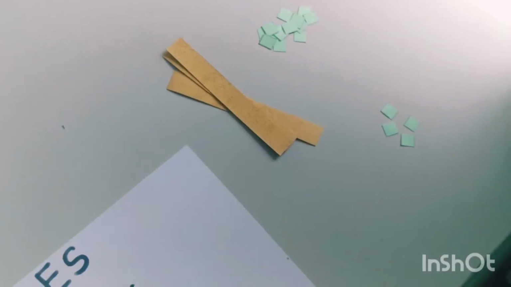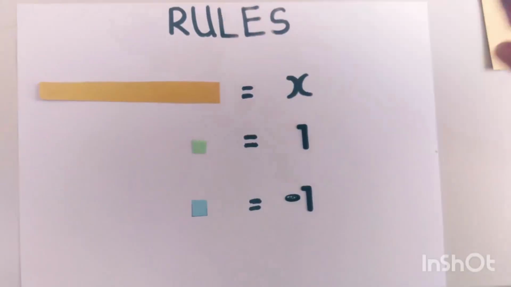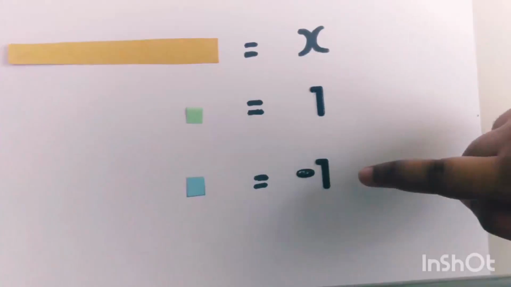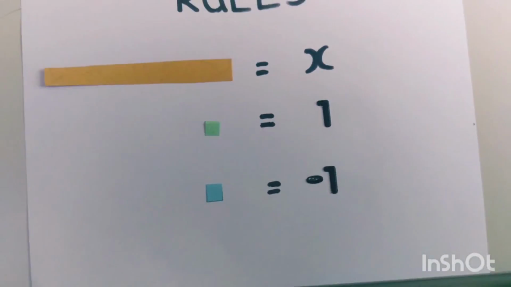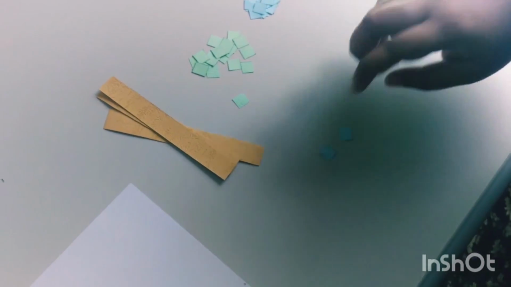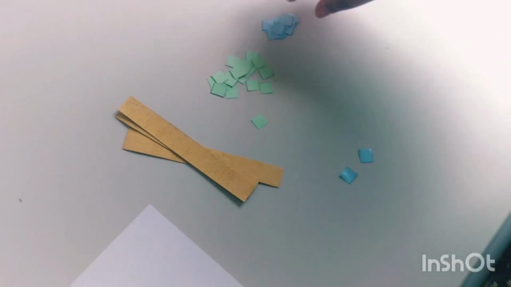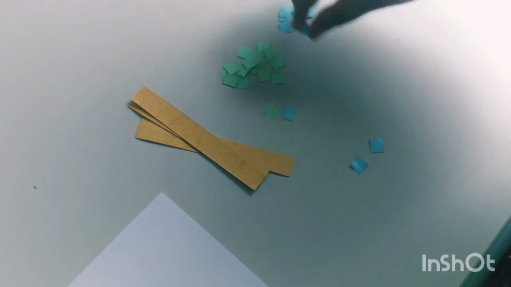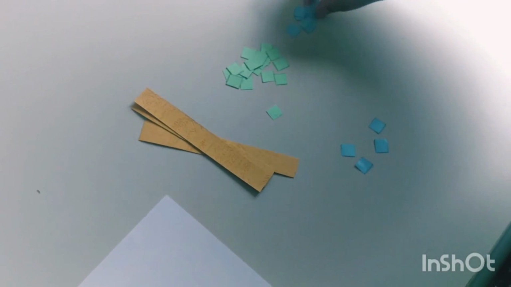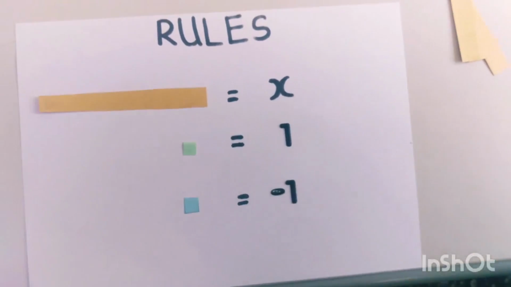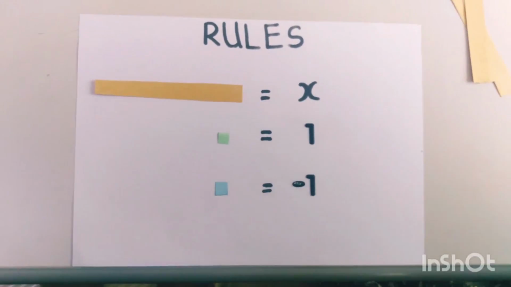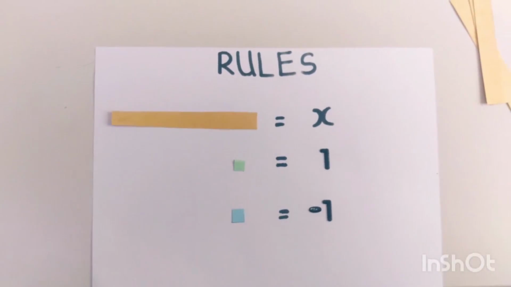The next rule is one blue square is equal to minus 1. Now, if I have minus 2, I'll place 2 blue squares. If I have minus 5, in total, I'll place 5 blue squares. So, to play this game, remember these rules in your mind. Now, we'll see how to play this game.